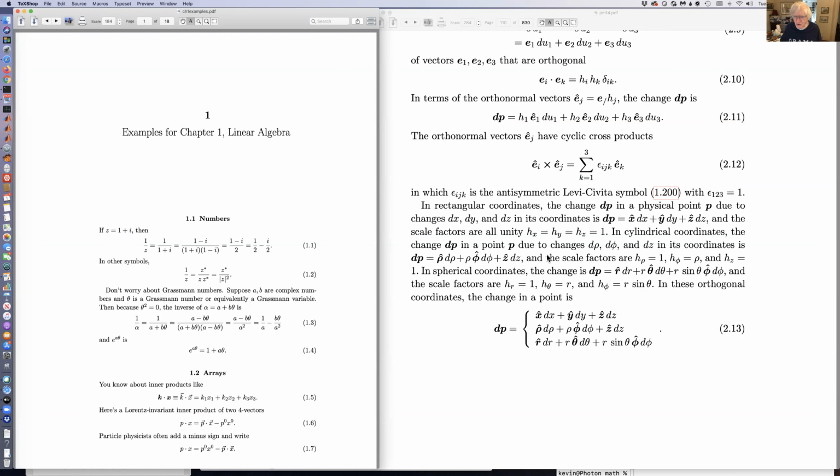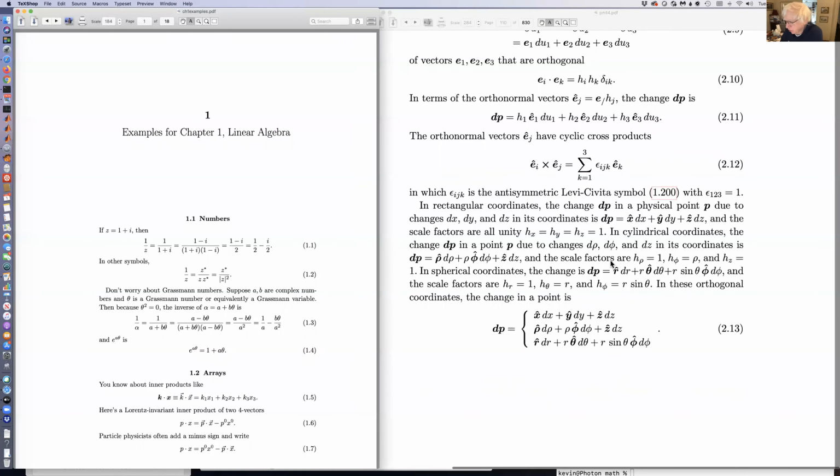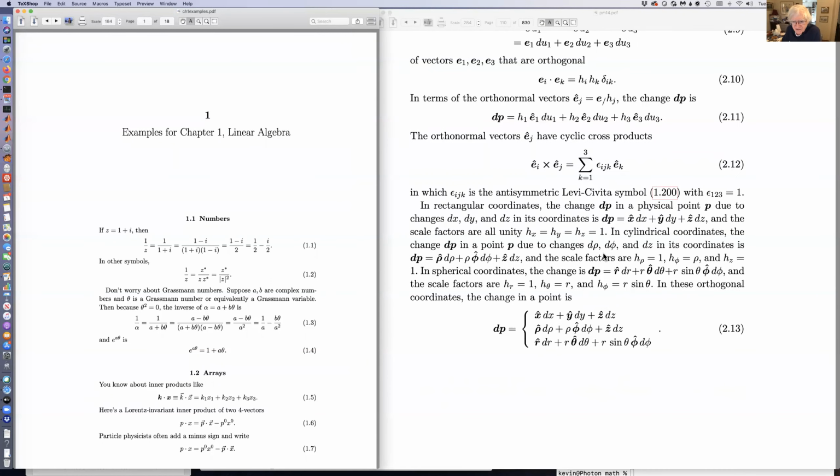In cylindrical coordinates, though, and this is what I wanted the whiteboard for, but I couldn't figure out, what I would really like to do would be to write on my iPad and produce a window here that you could see in live video. Anyway, you must know about cylindrical coordinates.